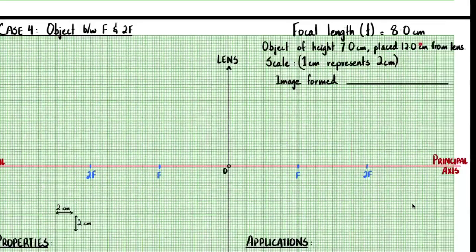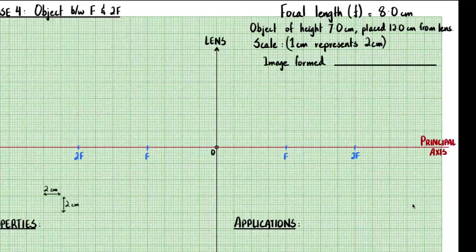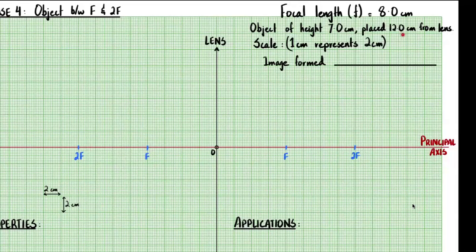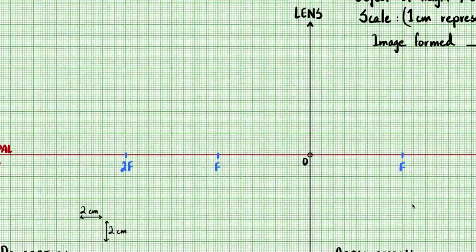So 12 centimeters means that it's going to be right in the middle of here, right? Because 12 centimeters means 6 boxes. So it's going to be here, and the height is 7 centimeters. So 7 centimeters means 3.5 boxes. Let's try to make that. So 1, 2, 3 and a half. All right, so that's what this looks like. So now we mark this as our object, and we now need to make the image.